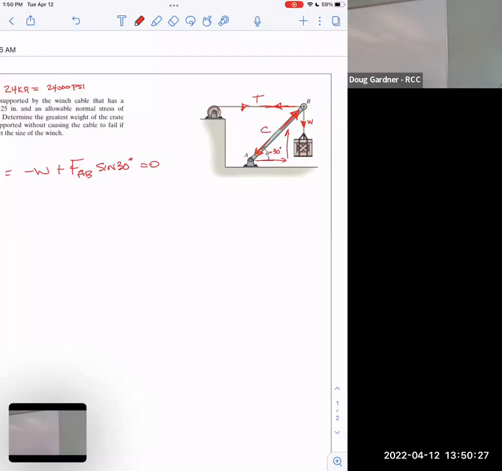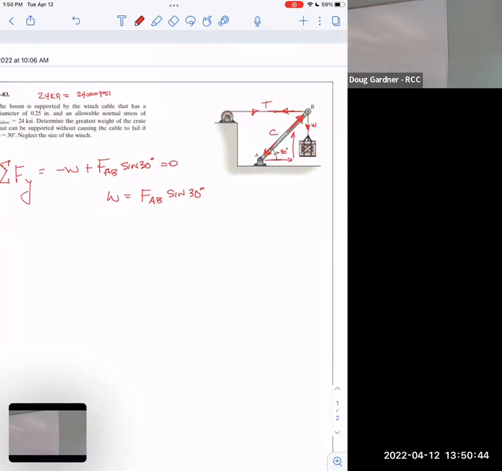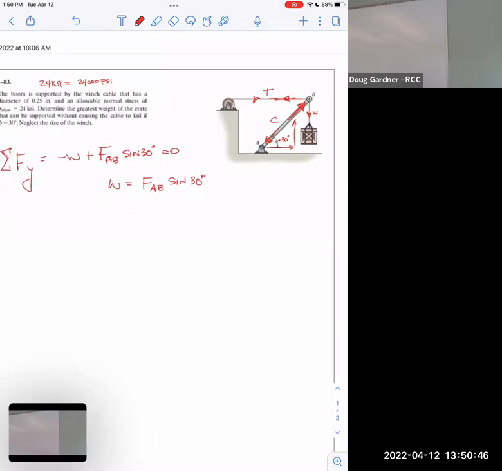So I guess I can say that W equals force of AB times the sine of 30, but I'm not very happy with that because that's got two unknowns, right? Or I could divide by the sine of 30, and then I could say force of AB is W divided by the sine of 30, but I don't like that equation. It's true, but I don't like it because I can't use it. I can't solve for anything. So I'm wondering, do I need something else? Did I not give enough information? Did I make a mistake?